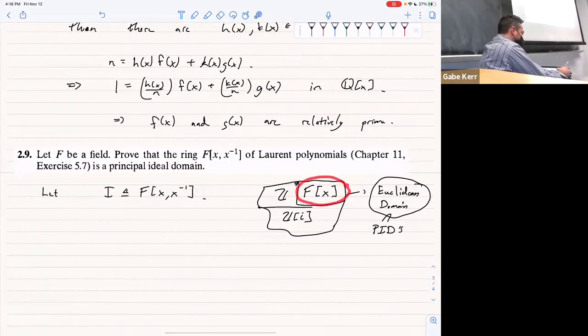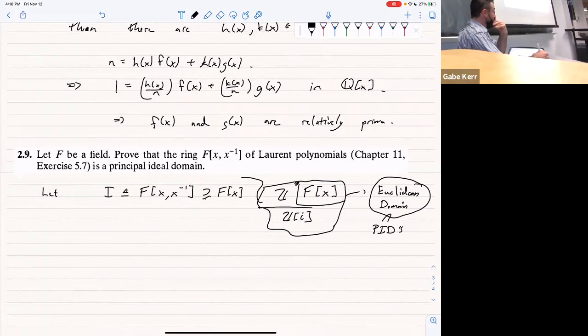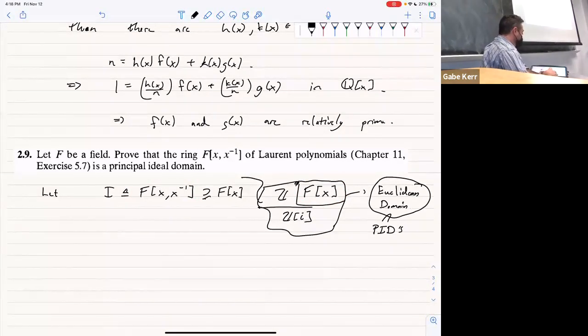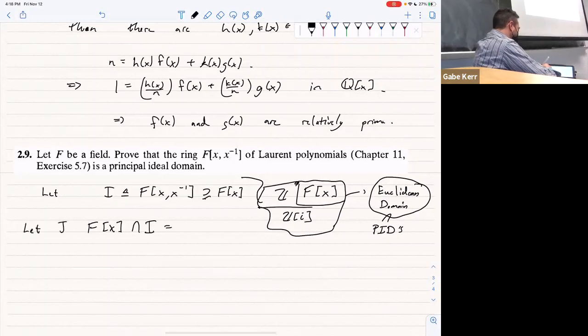This optically looks a lot like this, right? It's close, not quite, but it's contained in there. All polynomials are also Laurent polynomials, they just don't have x's with negative exponents. So I can do something, I can intersect. That's J equal to this.